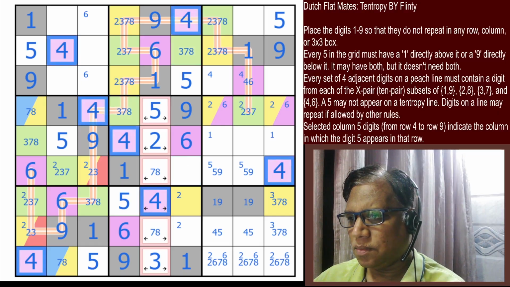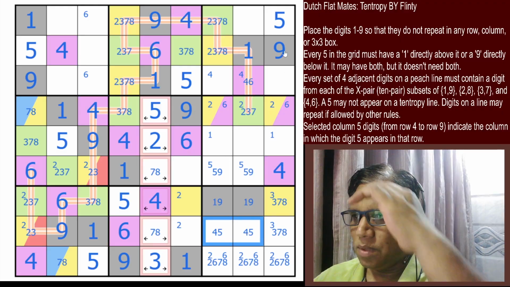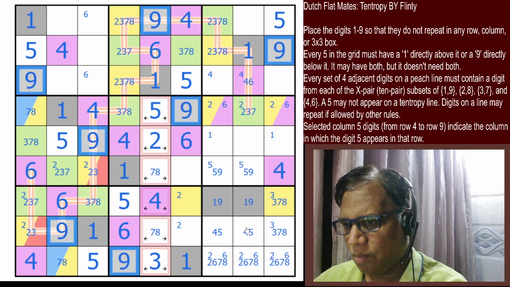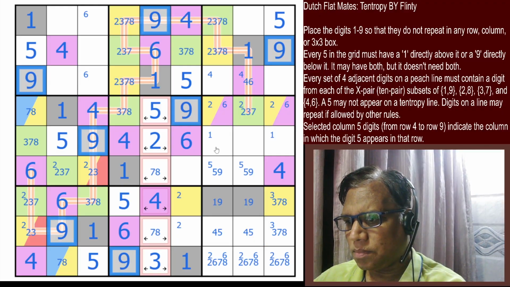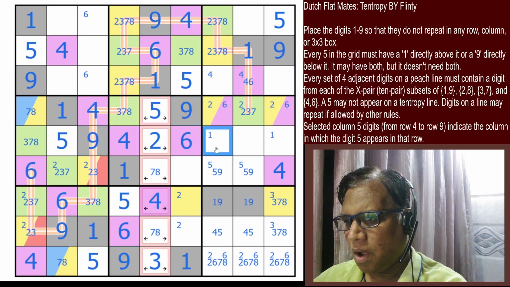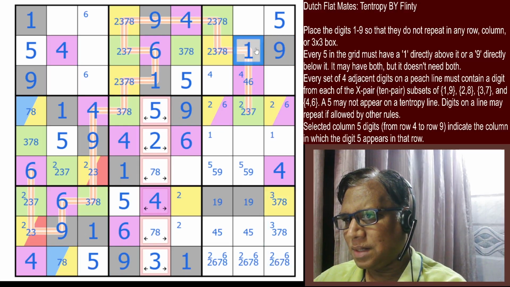What am I missing now? 4. That's 4, 5. 1 9. Must be 1 9. Something I'm missing, some trick. But that could be 1, right? That's the problem. How can that be 1? You don't have 1 here. Yeah, that one is looking at that.